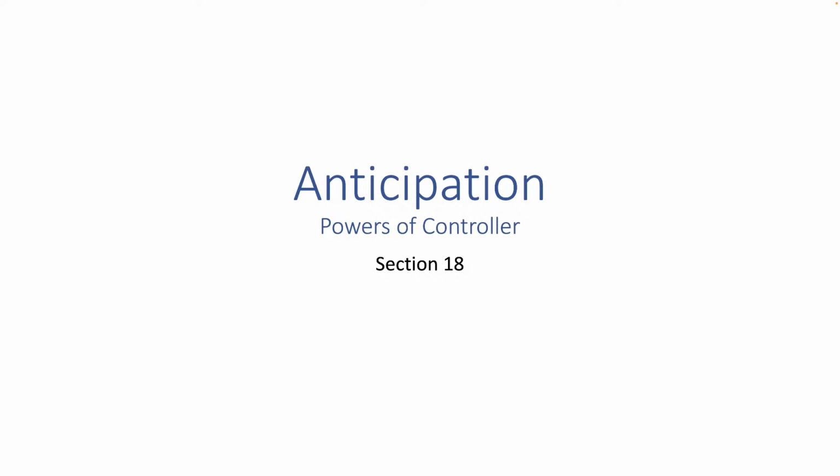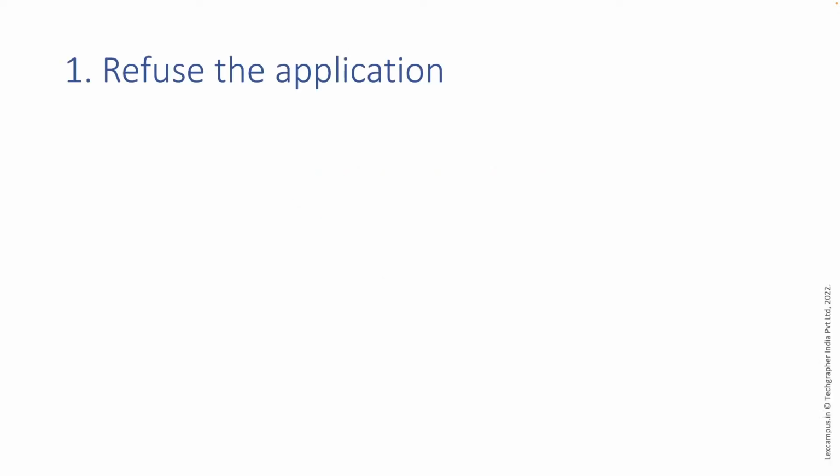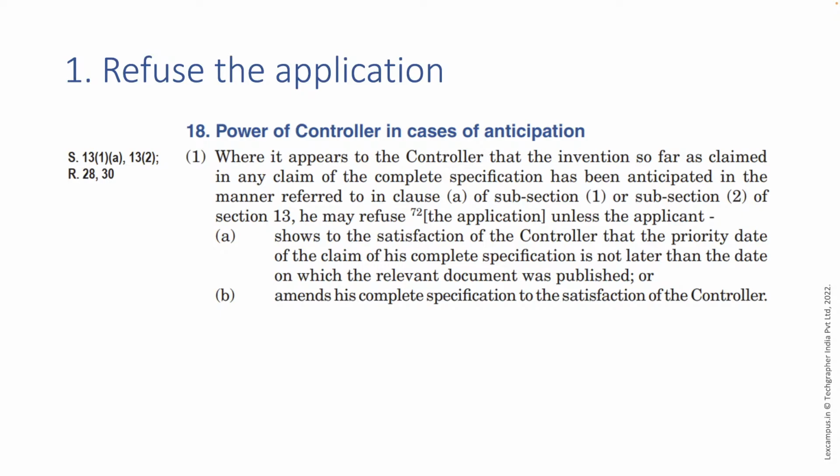Anticipation, powers of the controller, section 18. The first thing to remember when it comes to anticipation under section 18 is that the controller has the power to refuse the application if it is hit by anticipation. Now we get this from section 18, and you can see in the Bar Act we give all the relevant references. Section 13.1(a) is relevant here. Section 13.2 is relevant here. Rule 28 and Rule 30 are relevant. So this is in one place you are going to get everything that is relevant for your preparation.